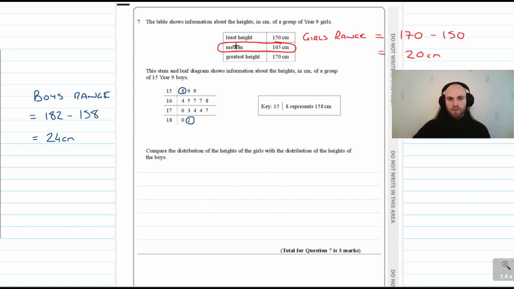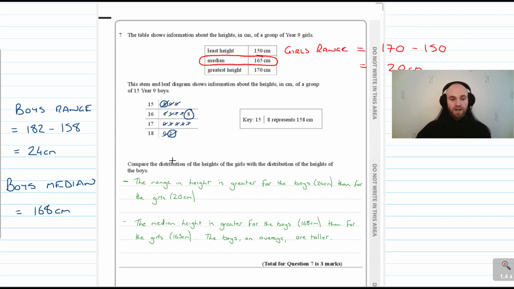What about the median? Well, we know what the girls' median is. It tells us in this chart here. It's 165 centimeters. Well, if we want to find out the boys' median on this stem and leaf, the way to do this, you need to just cross off. You start on the outside, work on the outside ranges, and you work your way in. So one from the bottom, one from the top, one from the bottom, one from the top, and just keep going, and you should be left with one number, and that is going to be 168. So boys' median equals 168 centimeters.